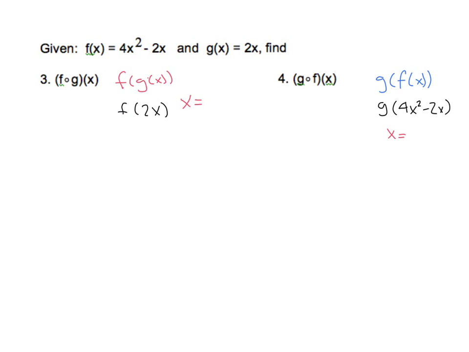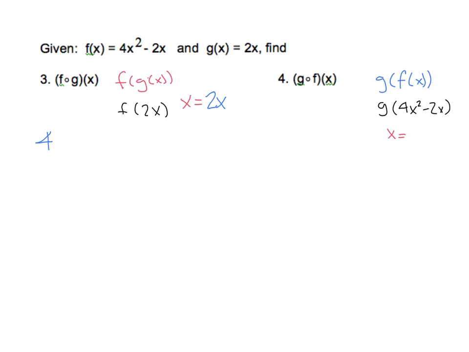All right, now we're given two different values here. This time f of x is 4x squared minus 2x, and g of x is equal to 2x. So we're looking for f of g of x. Notice I wrote it out, f of g of x. And then I'm changing g of x to what it actually is, which is 2x. So I get f of 2x. So in other words, x is equal to 2x.